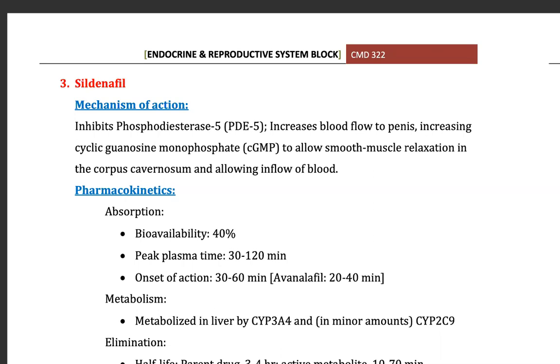This question may be useful for your MCQ. The mechanism of action of sildenafil is that it inhibits the phosphodiesterase 5 enzyme. After inhibition of the phosphodiesterase 5 enzyme, it leads to increased blood flow to the penis, increasing cGMP, cyclic guanosine monophosphate, to allow smooth muscle relaxation in the corpus cavernosum and allowing inflow of the blood.